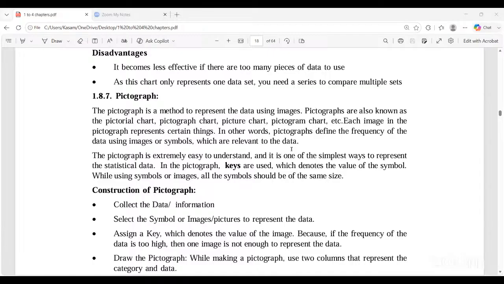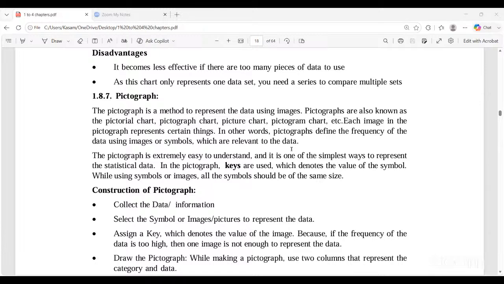A pictograph is a method of representing data using images. The pictograph is also known as a pictorial chart or pictogram chart. Each image in the pictogram represents certain things. In other words, pictographs show the frequency of the data using symbols. Pictograms are used to represent statistical data.